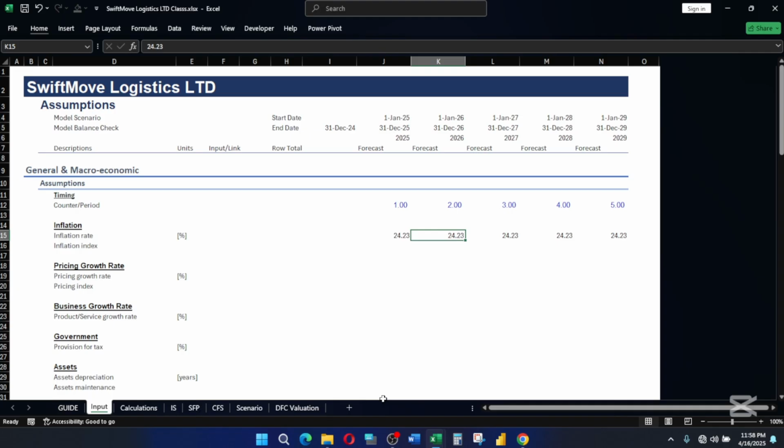If you look here now, if you go to the next year, let's say 2026, we have a 24.23% inflation rate in 2025. In 2026, we are assuming that the inflation rate can either go up to 25%, or it can go down, right? So let's leave it at 25%. Let's say the inflation is going up by 25% in 2026.